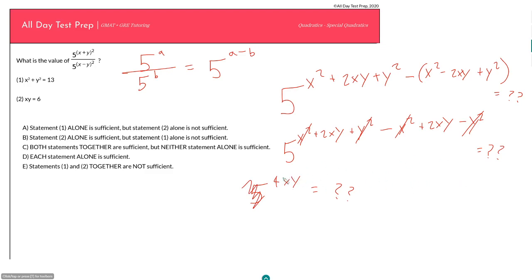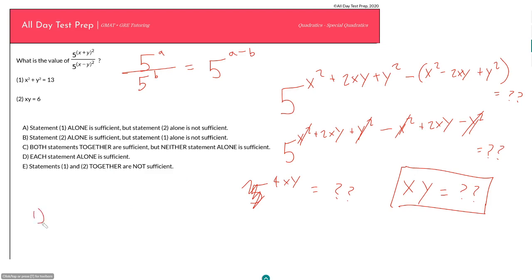And really, if I need to find 4xy, if I want to put it in its simplest form possible, I want to extract the maximum information I can from my prompt. This whole question is really just asking me, what is xy? So it's not even really a quadratic question anymore. We were able to use our knowledge of quadratics to turn it into a much simpler question. So we're just looking for xy.